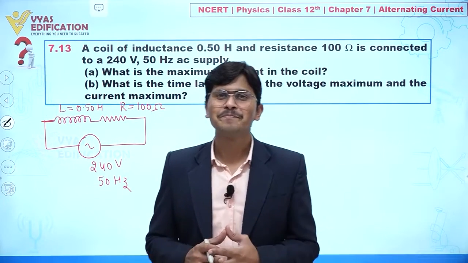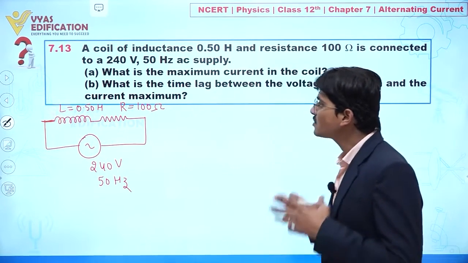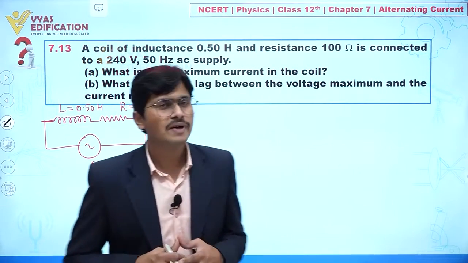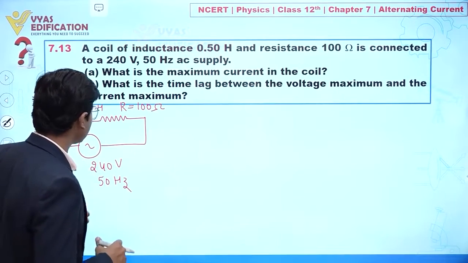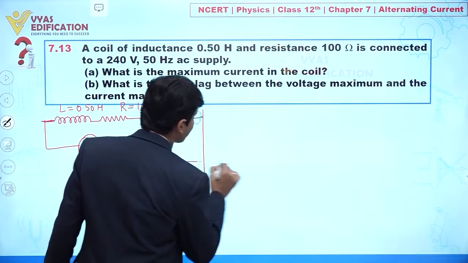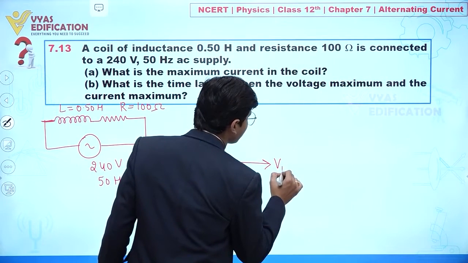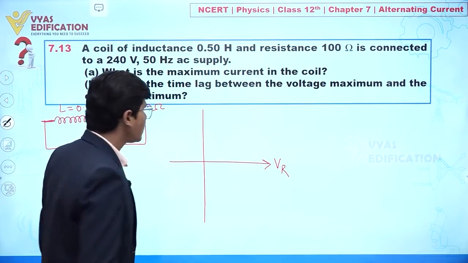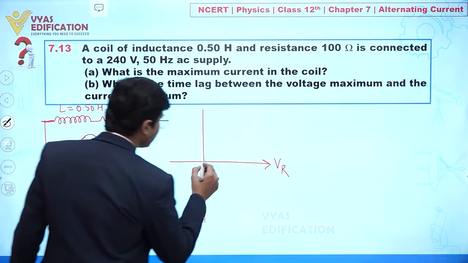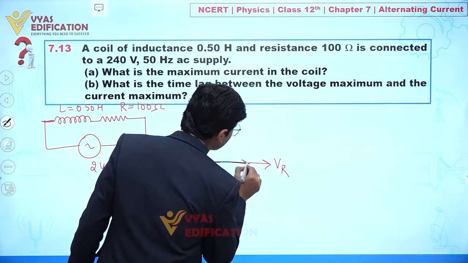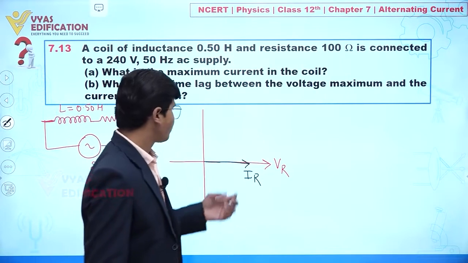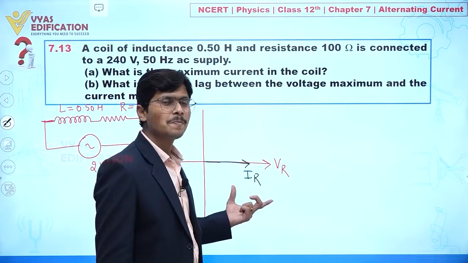Now listen carefully. First of all, you can see this question is related to an LR circuit. Whenever we have an inductor and a resistor in a circuit, let's suppose I draw one diagram. In this direction, let's suppose this is the voltage across the resistance. Definitely we will find the current is also in the same direction, but the magnitude will be less compared to VR.